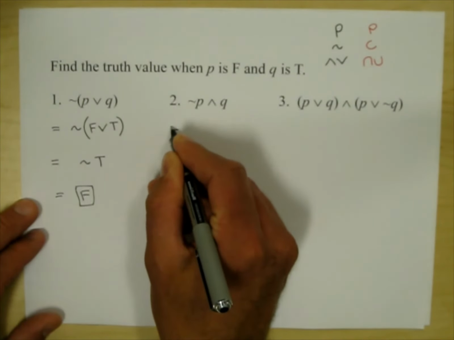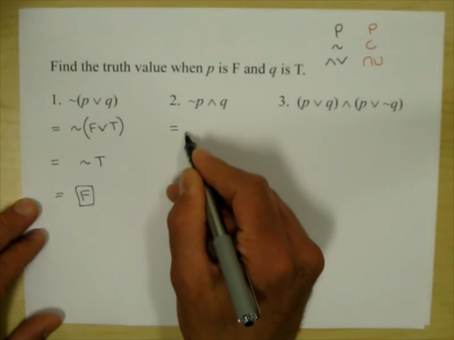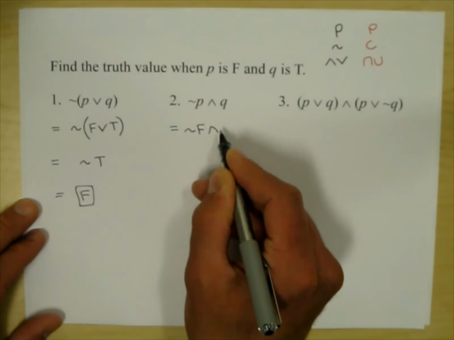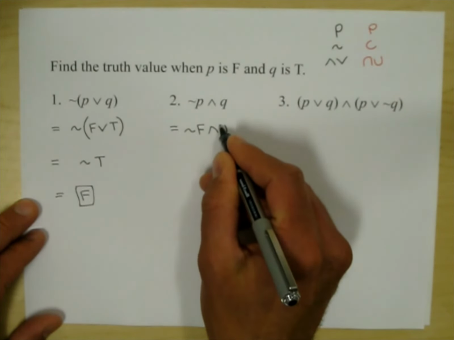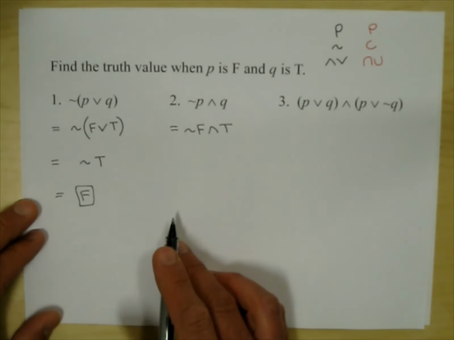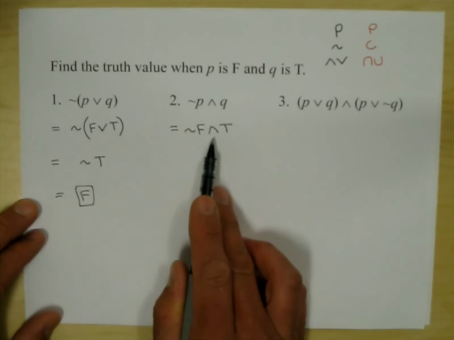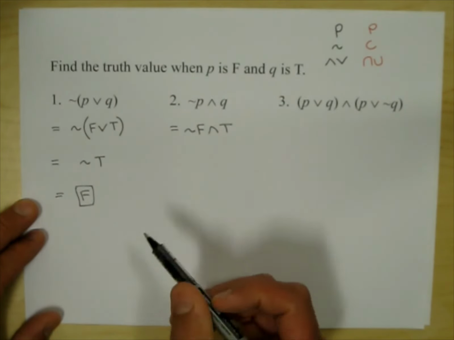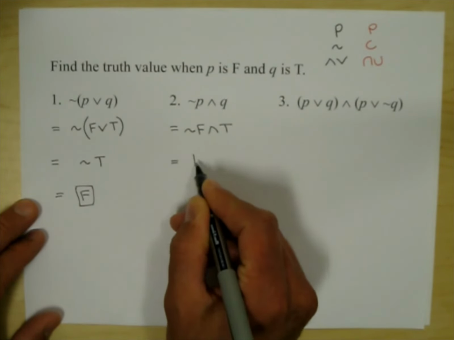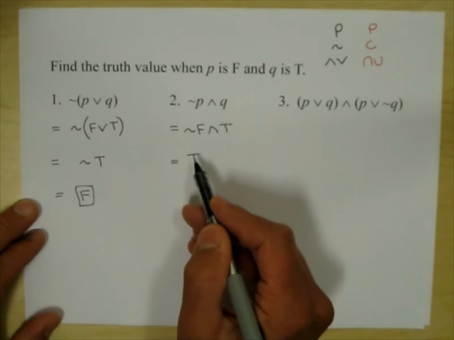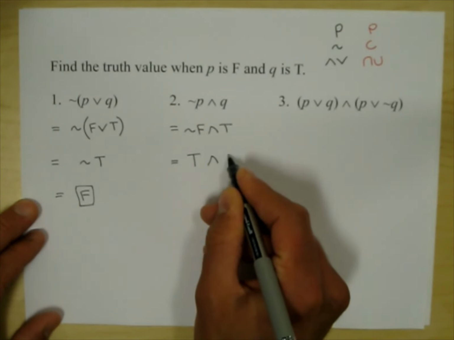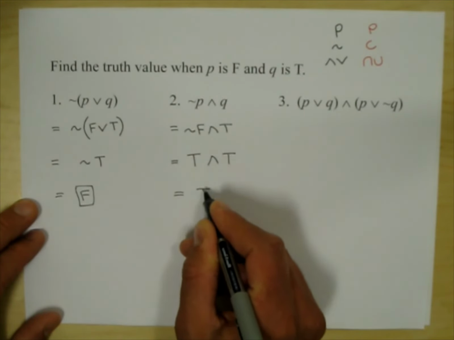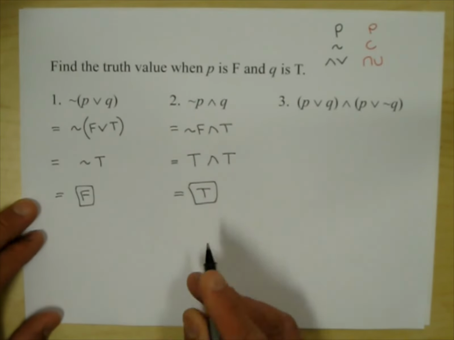Okay, problem number 2. The first thing you do is write out what P and Q are. So this is not P, and P is false. So not false, and Q is true. Your order of operations says you do the negation before you do the and. So what is not false? Not false is true. So we replace that with true and true. True and true equals true. There's the answer.